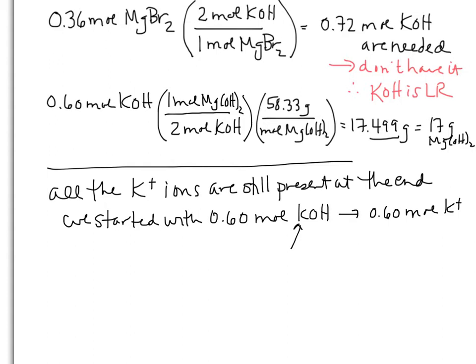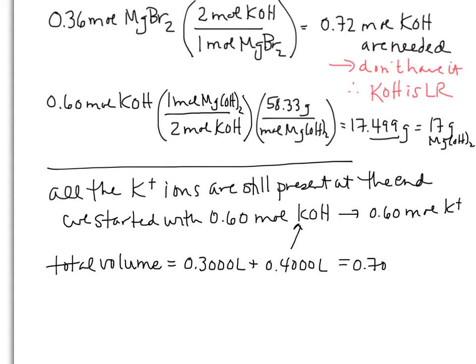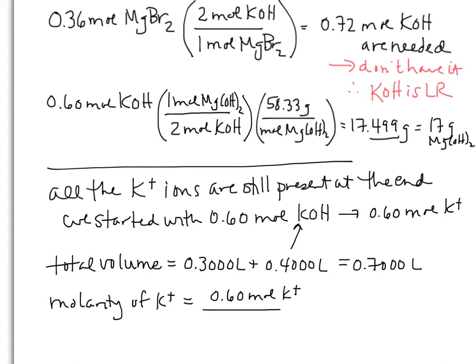Now, to figure out the concentration, we need the moles per liter. So we need to figure out what is the total volume, so we can take the ratio of moles to liters. So the total volume is 0.3000 liters plus 0.4000 liters, because that's what got added together. So we have a total volume of 0.700 liters. So the molarity, or the concentration, of K plus is equal to the moles, 0.60 moles of K plus, divided by the volume, 0.70 liters.